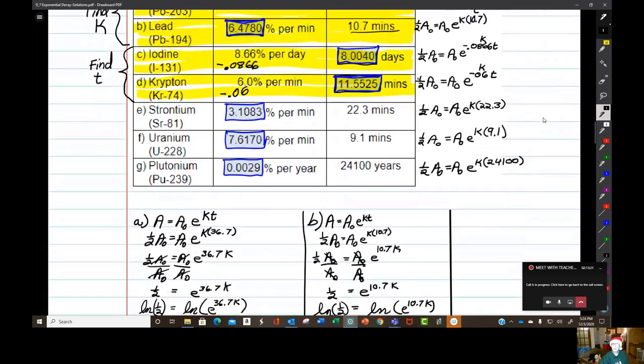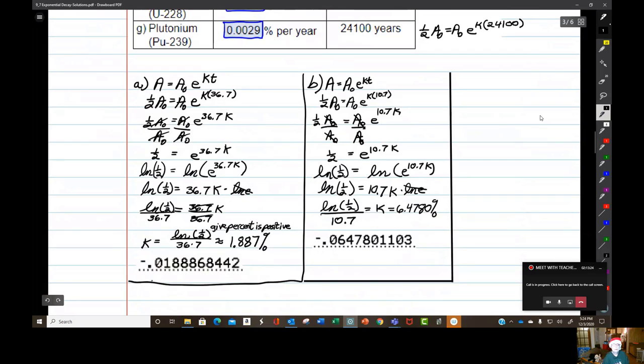For A, polonium, after this much time, 36.7 minutes, you will have half of the original amount of radioactive material in polonium as you started with. Let's take that 36.7 and put it in front of the k, since k is acting like a variable and we're solving for k.